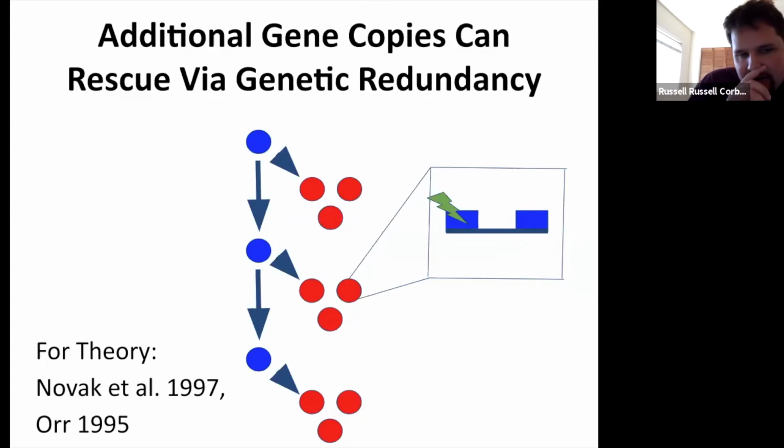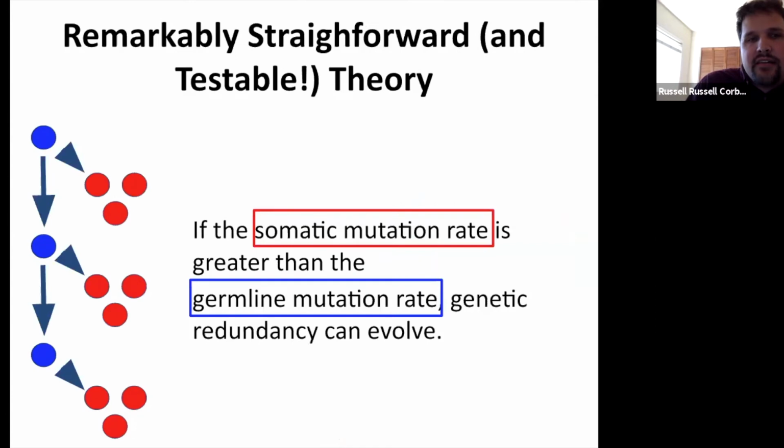And for theory on this, you should check out some really cool work. Alan Orr thinks this might be the basis of diploidy in the first place, and Martin Novak's theory is really the basis for this work. And so the idea here is to put the theory to the test. And it's actually remarkably straightforward. It basically comes down to this, which is that if the somatic mutation rate is greater than the germline mutation rate, then genetic redundancy can evolve.